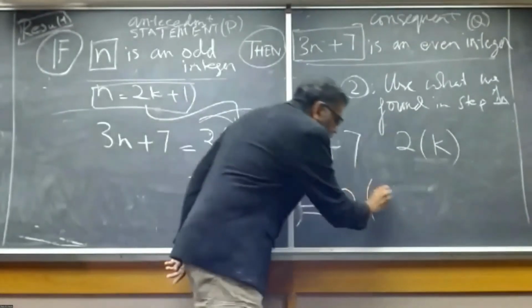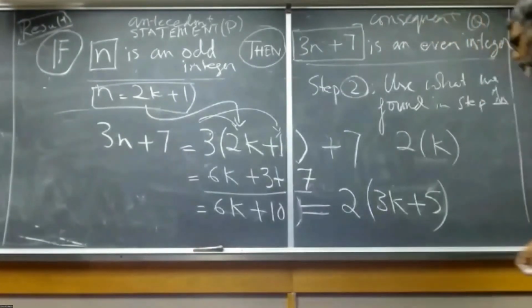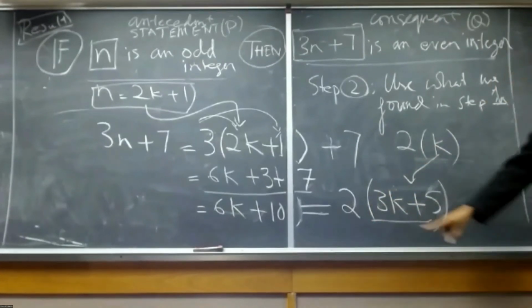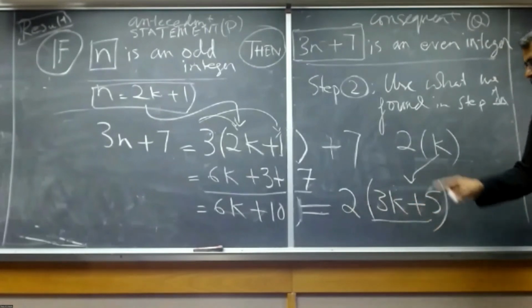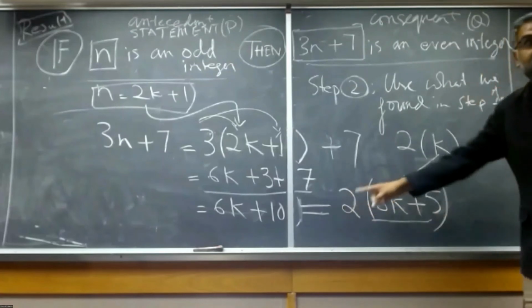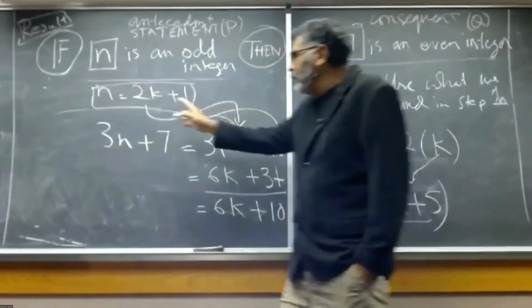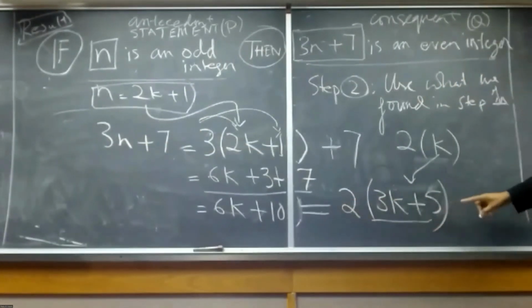This is 3k plus 5. So in some sense, this whole thing is our k here. We got a 2 out. Whatever k is, it doesn't matter if it's odd or even. Whatever k we stick in, because we are multiplying it with 2, this whole thing will become an even integer, always. Therefore, what we've shown is that if you stick in an odd integer here, this will always sum up to an even integer.